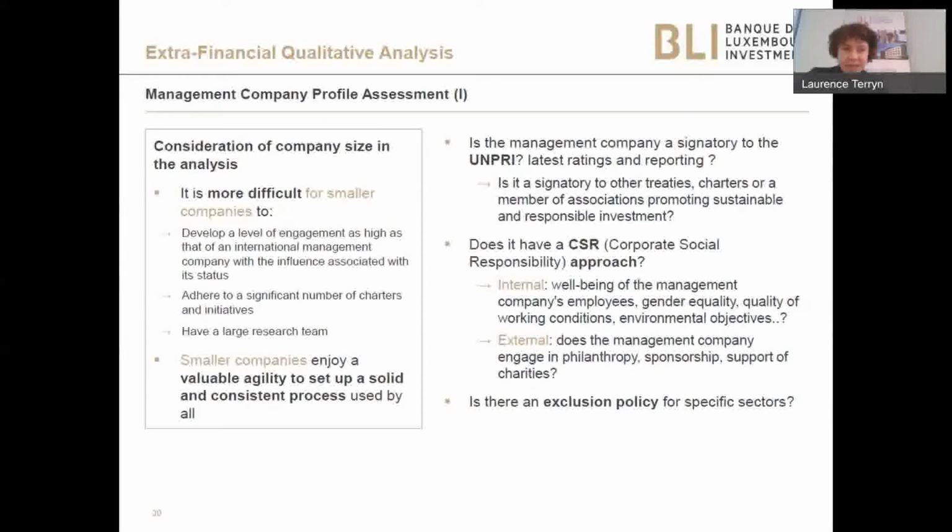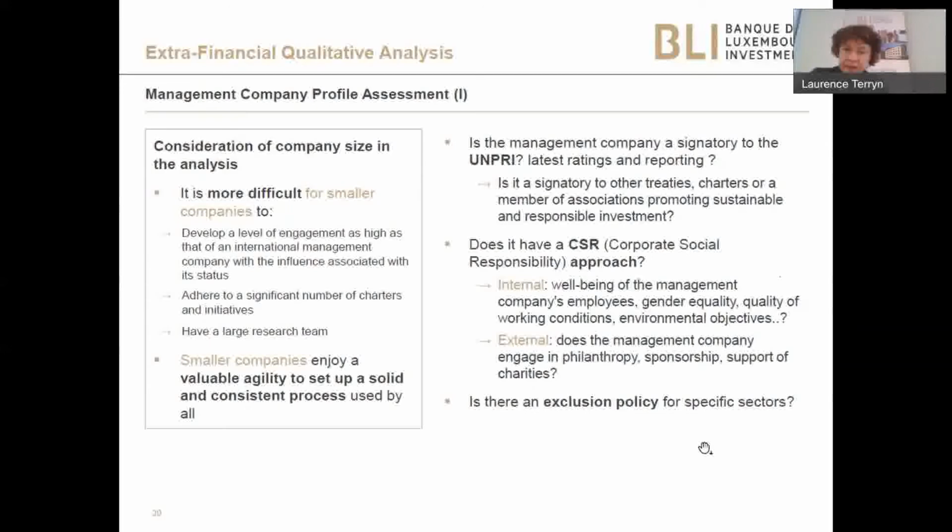Also, at the management company level, is there a CSR, so corporate social responsibility, approach? Is there a charter? Is there some public information on that approach? It can be on the internal side, so well-being of the management company's employees, some gender equality, quality of working conditions, initiatives that can be seen.